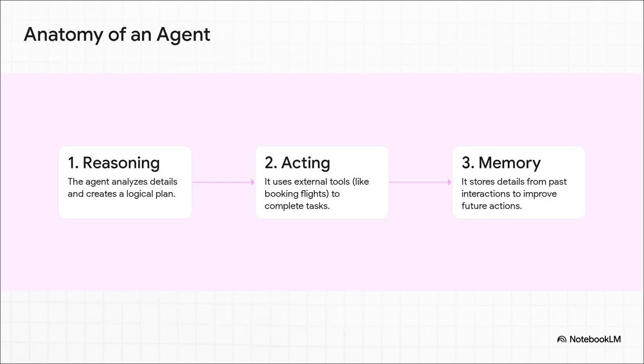So how does an agent work? It's a really powerful three-step loop. First, it reasons. It looks at a problem and makes a plan. Second, it acts. It uses tools like your calendar or a web browser to actually execute that plan. And third, it has a memory, so it learns from what it did to get better next time. It's that simple. Reason, act, and remember.